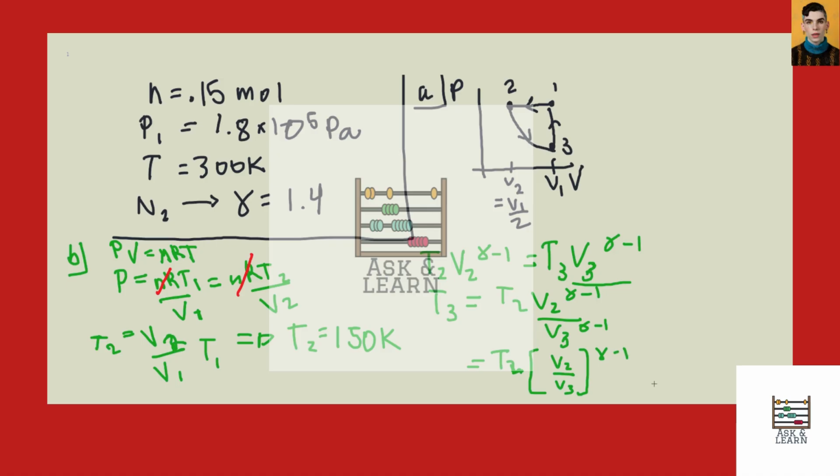We know V2 is half of V3, so you're just going to plug in a half here. And for T2, I'm going to use the 150 Kelvin from the first calculation. So it's going to be 150 times 0.5 to the gamma minus 1. Gamma is 1.4, so I can do gamma minus 1 in my head. That's just 0.4. And if you plug that into a calculator, maybe you'll get the same thing I got, which is 114 Kelvin.